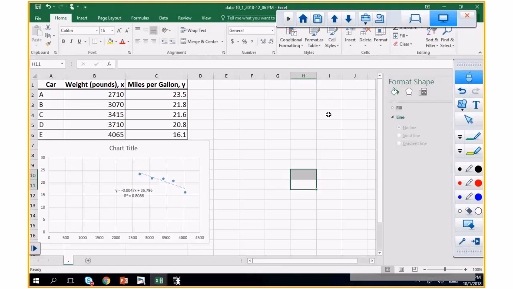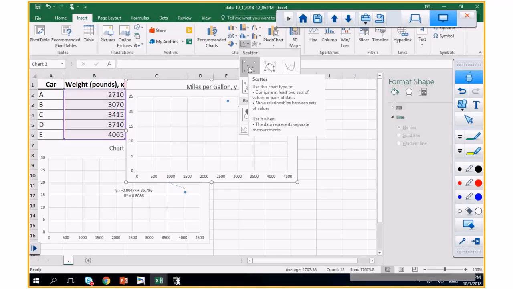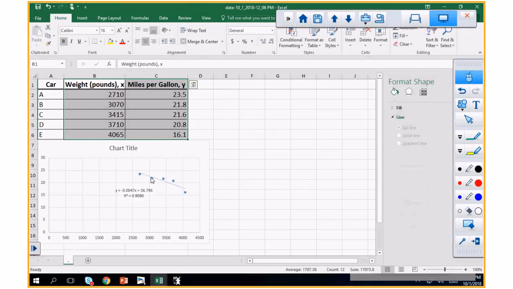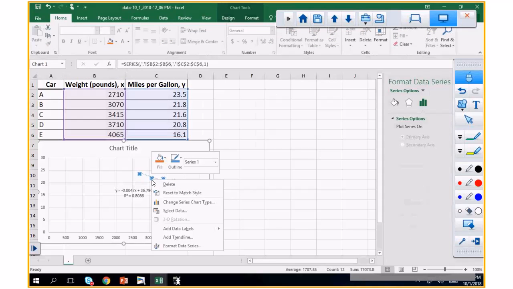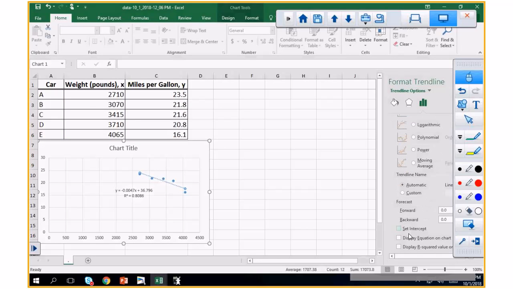I'll go over it again. You highlight the two rows, the X and the Y. You don't highlight the top. I mean, you could if you wanted to. I don't think it'll matter. Insert. And then click. All it does is just put the stuff at the top. It doesn't really change anything. And then right click on one of the dots, add trend line, and display. Scroll down over here on the right and display, display.